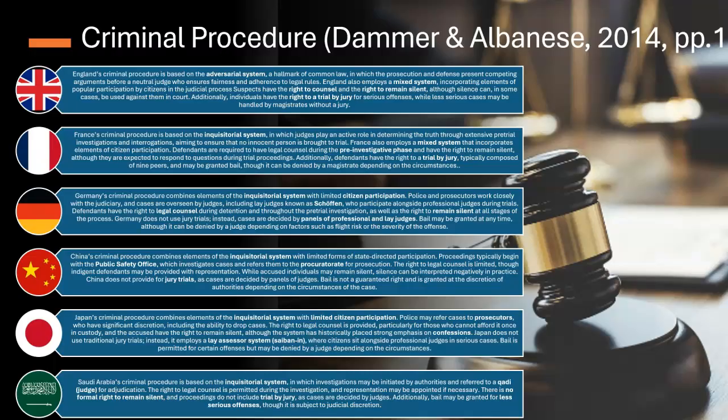Just like in the United States, defendants have the right to a trial by jury. However, in Germany, there is no right to a trial by jury, as cases are decided by panels of professionals and lay judges. Similarly, in Japan, there is no trial by jury, as Japan employs a lay assessor system in which citizens sit alongside professional judges in serious cases. However, in China, there is no right to a trial by jury, as cases are decided by panels of judges.